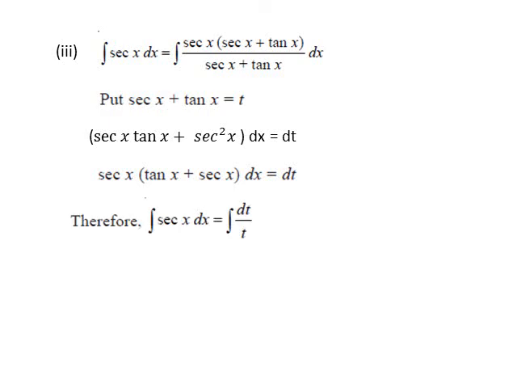In the integral, replace secant x plus tangent x by t and secant x multiplied by (secant x plus tangent x) dx by dt. So we get integral of secant x with respect to x equals integral of 1 by t with respect to t, that is equal to log mod t plus c. Replace t by secant x plus tangent x. So we get integral of secant x with respect to x equals log mod (secant x plus tangent x) plus constant c. Students, the remaining two parts you can do yourself.